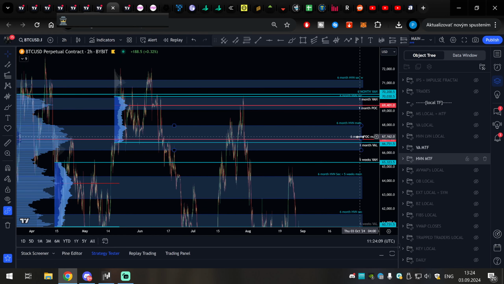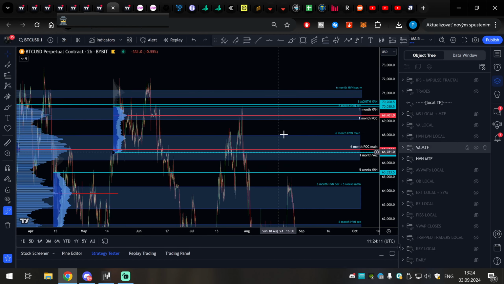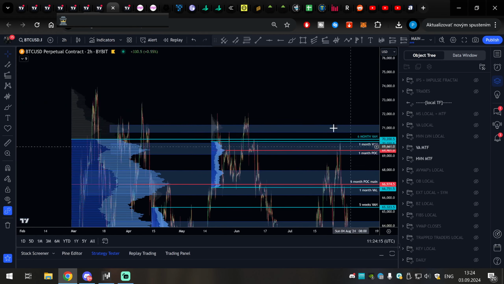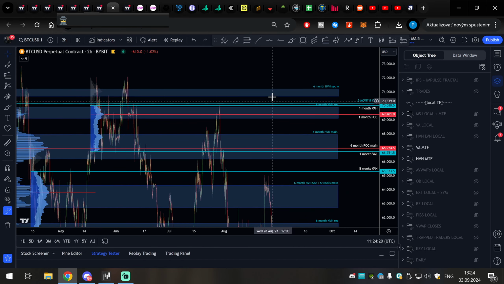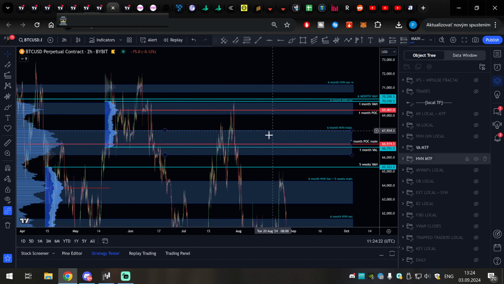You reclaim that, then you know your odds for Bitcoin making new all-time highs will be increasing rapidly, because you have all these highs close together. The market will be looking to run them, rotating the 6-month range to the VAH. So this is going to be a future decision point for Bitcoin.